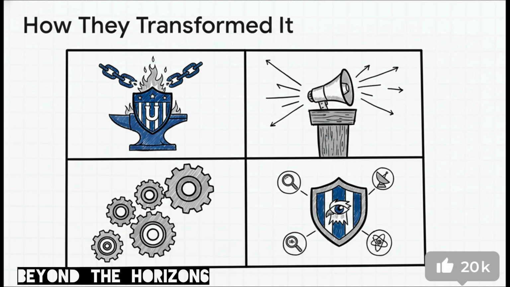And then Truman comes along and creates the entire national security apparatus. We're talking the CIA, the Department of Defense. Each one of them left the office way, way more powerful than they found it.